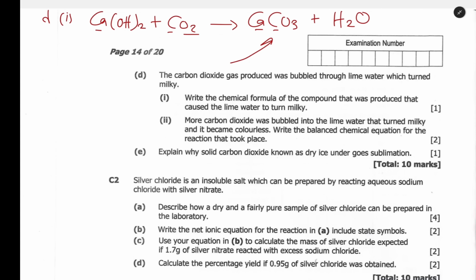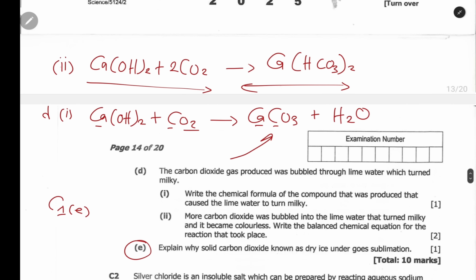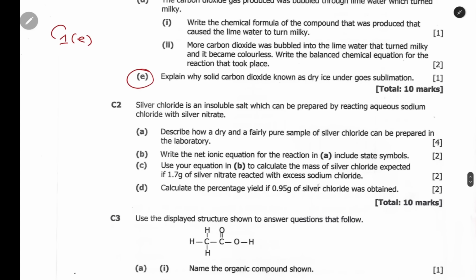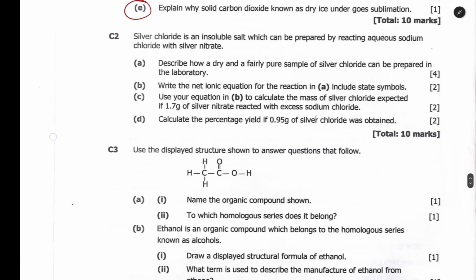Then E question. Explain why solid carbon dioxide, known as dry ice, undergoes sublimation. So this question, I'll leave it to you to answer. Make sure that you indicate this is C1, question E. Very important. So what is the reason? I guess you've seen how the answers are moving. This is D2. Make sure that as you go through, you just write down the answers. Otherwise, you can proceed to C2.